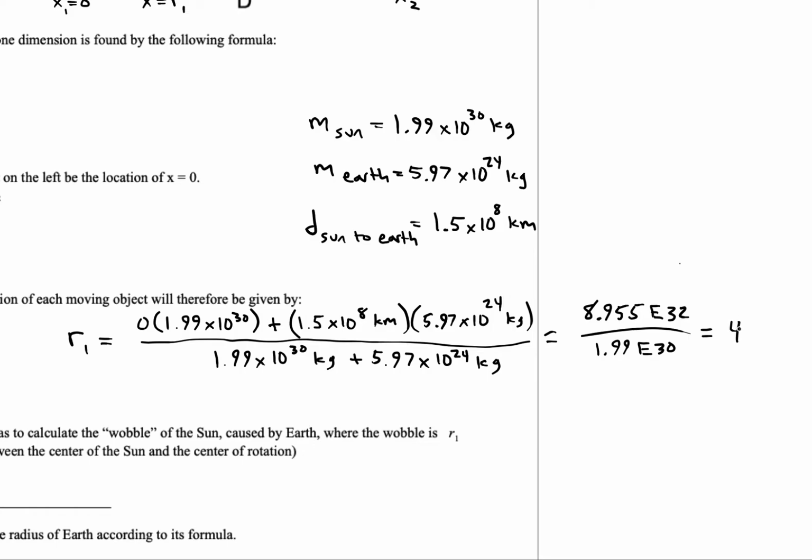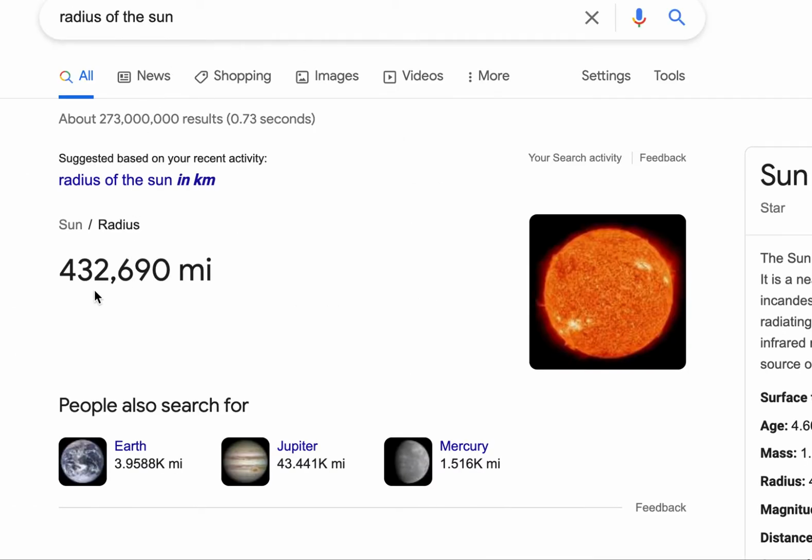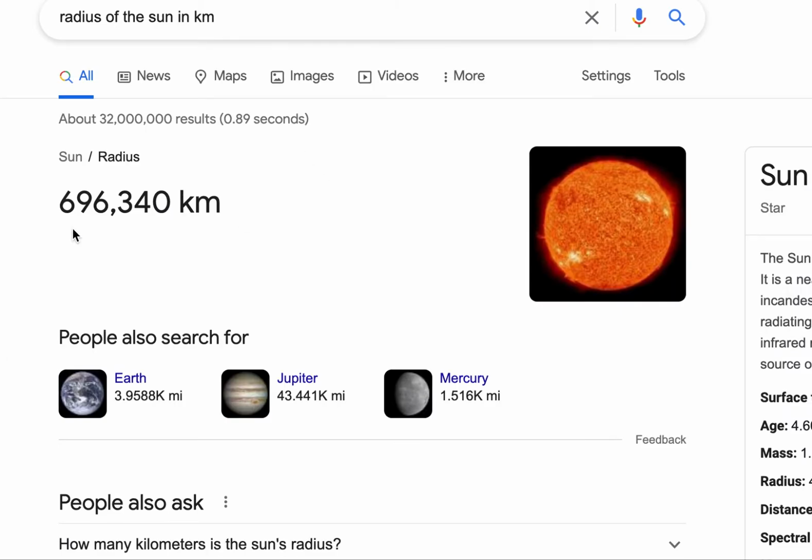Alright, 450 kilometers. Interesting. So, is that inside the sun or outside it? Inside it, right? I mean, we can even look up the sun's radius. So, radius of the sun, 432,000 miles. 696,000 kilometers. So yeah, the wobble is inside the sun.